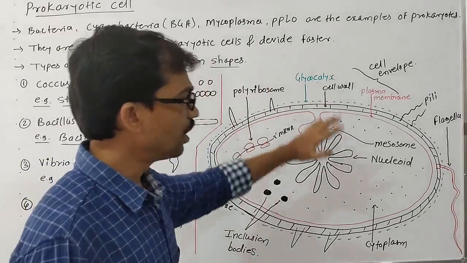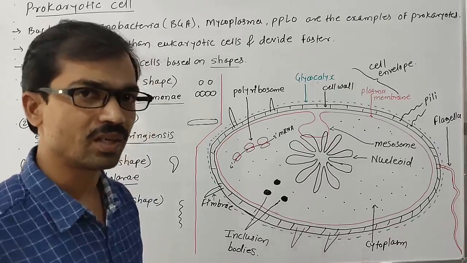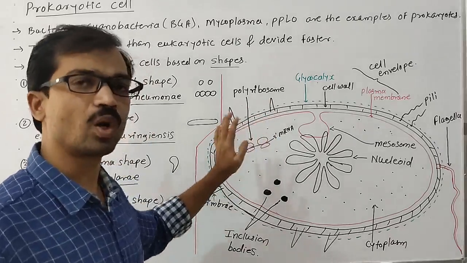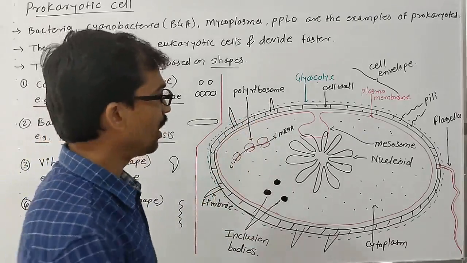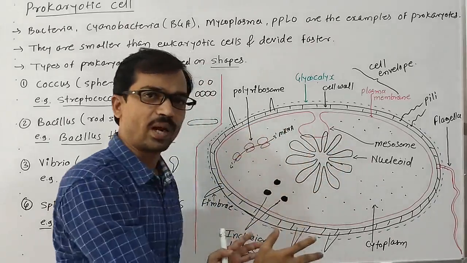Now we will come to the actual structure of a typical prokaryotic cell. For example, this is the structure of a bacterial cell, and we can observe that there are different parts of a bacterial cell.